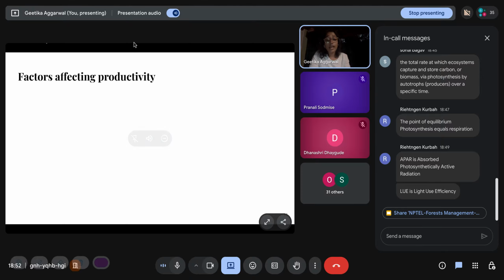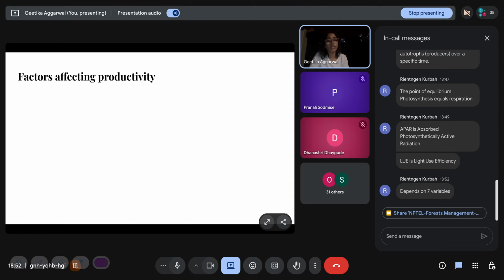Then we're talking about factors that affect productivity. So when we talk about the different factors that can affect the productivity of a plant, can you guys tell me what are the different factors that might affect the productivity of plants? So there are seven different factors. Yeah, it depends on seven variables, correct?